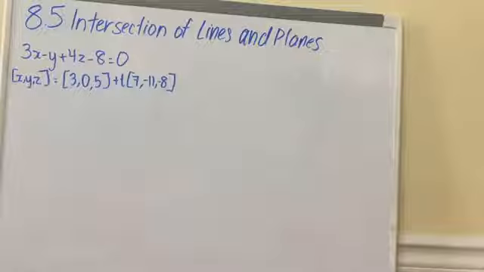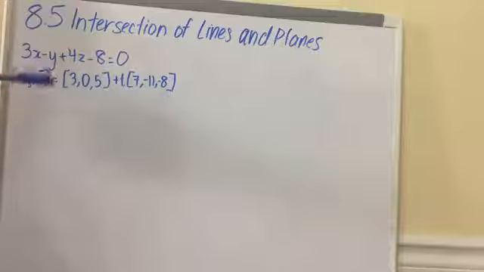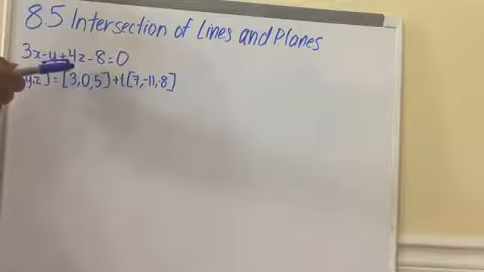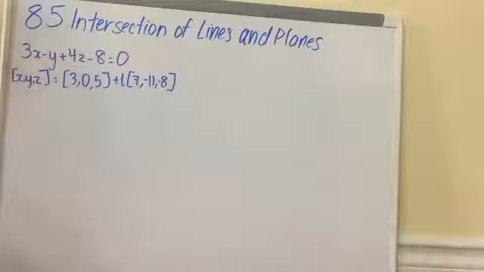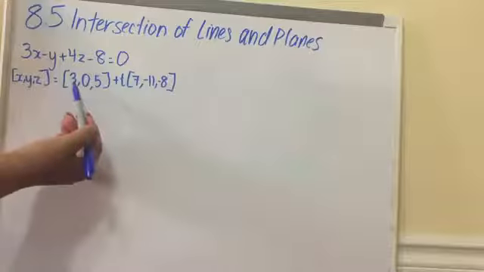So in this case, we're given the scalar equation 3x minus y plus 4z minus 8 is equal to 0, and we're given the parametric equation. And so now, what we do to solve for the point of intersection is that we would sub in the x values into this equation, the y values into this equation, and the z values into this equation.